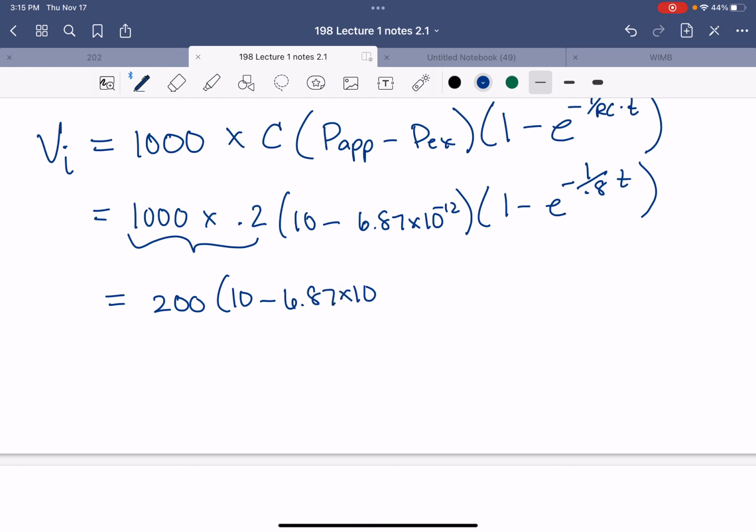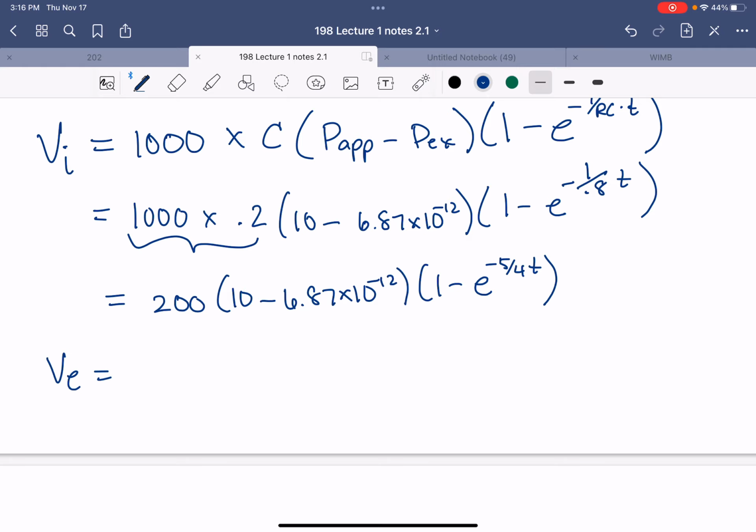6.87 times 10 to the negative 12. And we're going to have 1 minus, so 1 over 0.8 is 1.25, or in fractions, 5/4. So e to the negative 5/4 T.